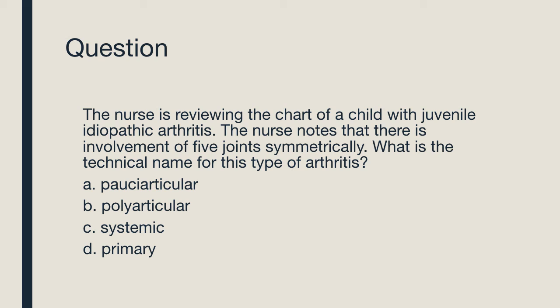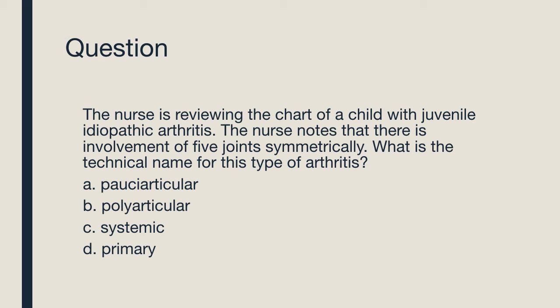So a nurse is reviewing the chart of a child with juvenile idiopathic arthritis. The nurse knows that there's involvement of 5 joints symmetrically. What is the technical name for this type of arthritis? Pauci-articular. Pauci means a lack of. So lack of articular, no, that wouldn't go with 5 joints being involved.